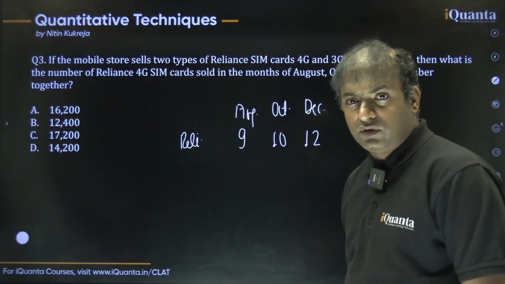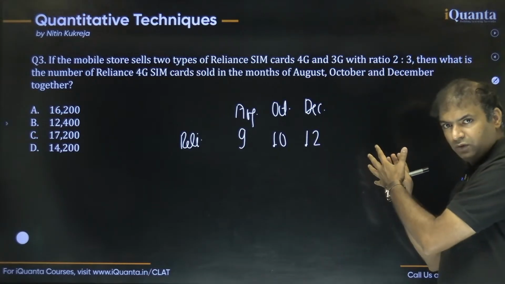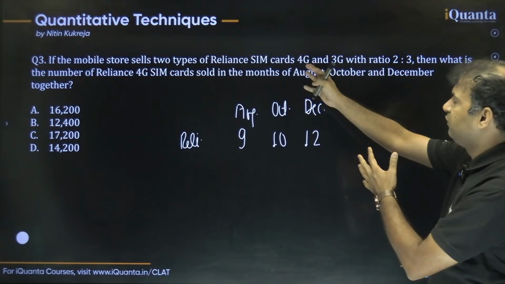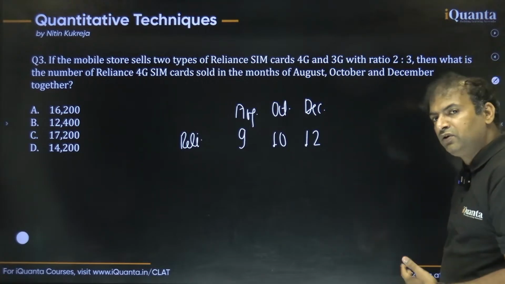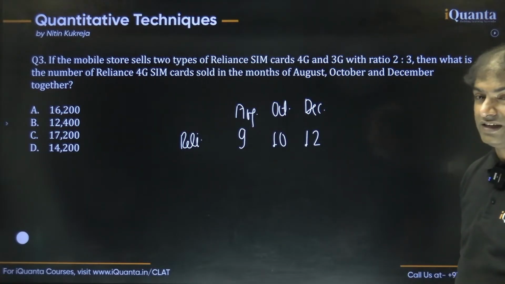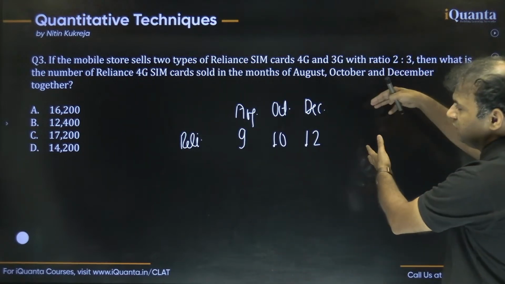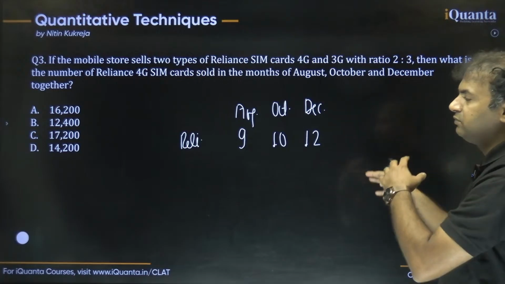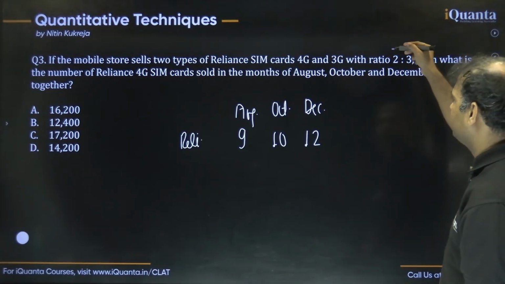And you can do one more thing: you can take the sum of all three months at once and then find the number of 4G SIMs with the help of the 4G SIM ratio. Then also we can get the same answer. What did I say? The second method is that you find the total SIMs sold of Reliance in these 3 months and then find the number of 4G and 3G SIMs with the help of the given ratio, right?